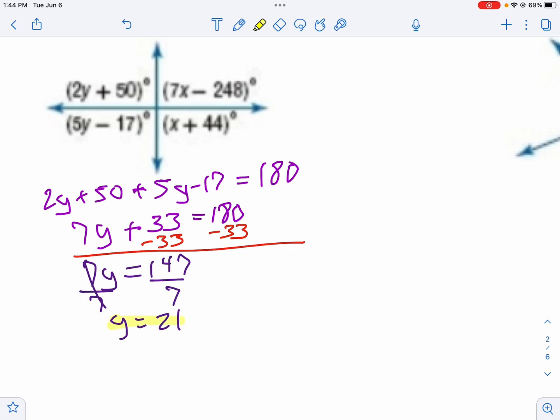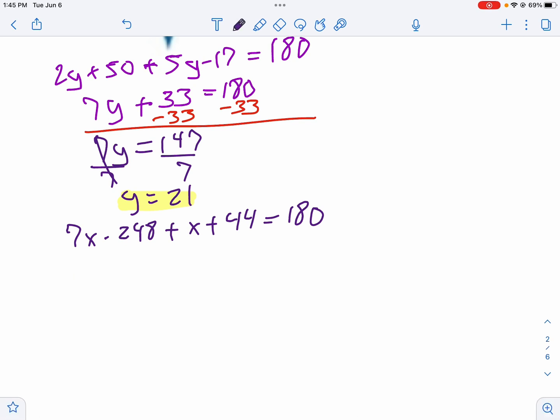That's where we're supposed to find y. Now I could find x the same way. In fact, I think that's what I'll do. We'll say 7x minus 248 plus x plus 44 also equals 180. We're going to simplify like we did before. 7x plus x is 8x. Negative 248 plus 44 will be negative 204, equals 180.